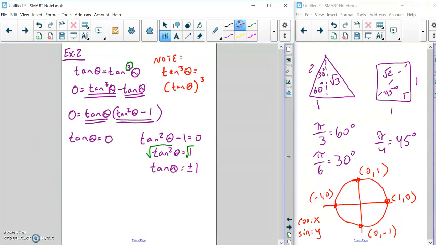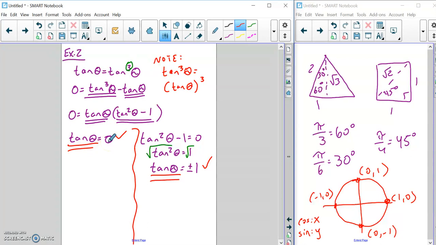At this point, the algebra part of this problem is done. I have solved for the trig ratio. Now I need to start thinking about where do these things happen on the circle. Okay? So let's start out, we'll split this up. Let's start out with tangent of theta equals 0, and we'll go from there.